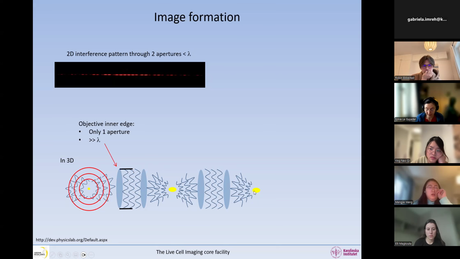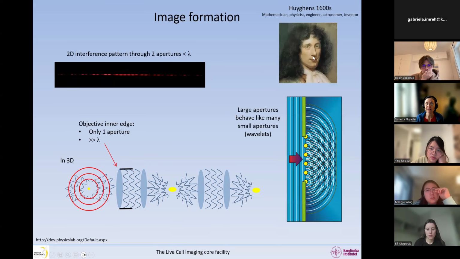So what happens then? Well, there was this Huygens guy, and it was even earlier. And this guy, he was a mathematician, a physicist, an engineer, an astronomer, and an inventor. Whatnot, you know? And he actually described that light behaves like lots of small wavelets. So we have a lot of wavelets of light here at the aperture. And this is the reason why in 3 dimensions we have this very complex interference pattern behind.